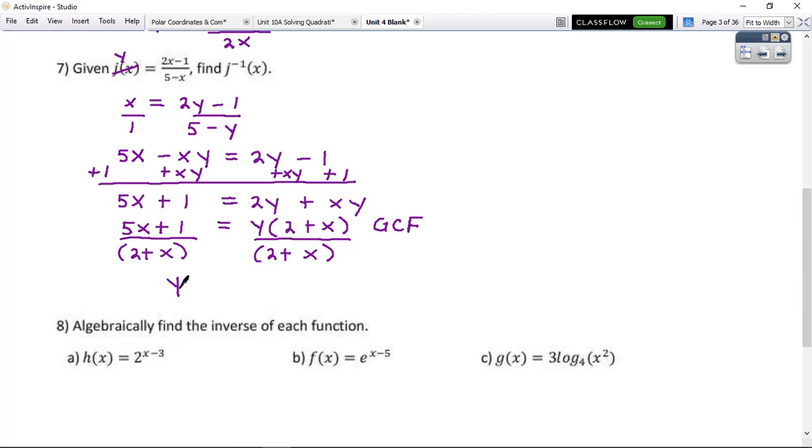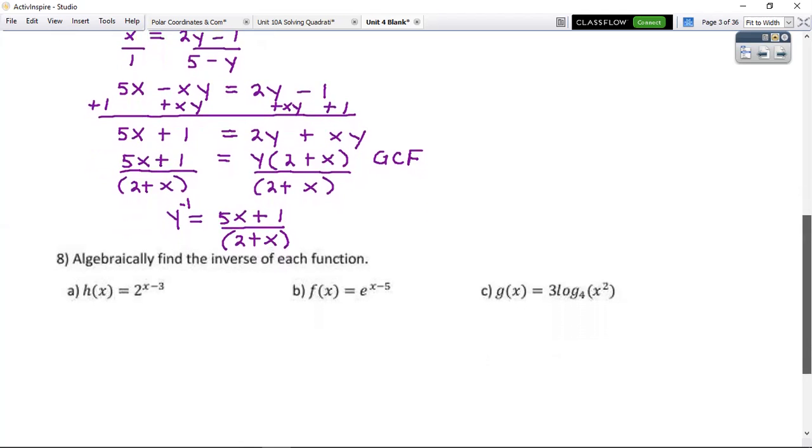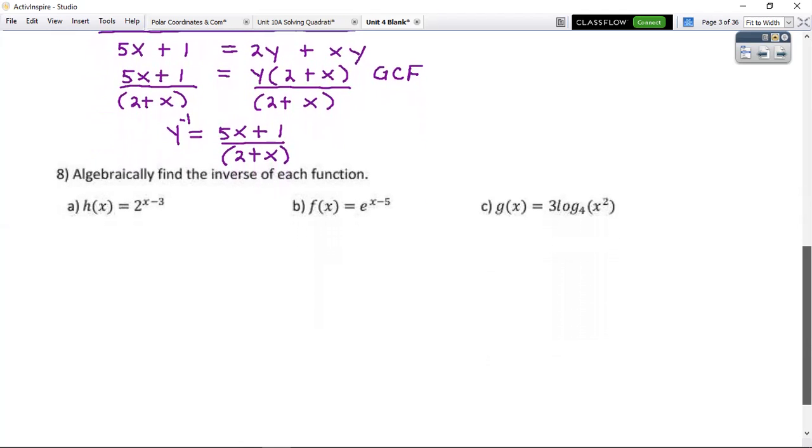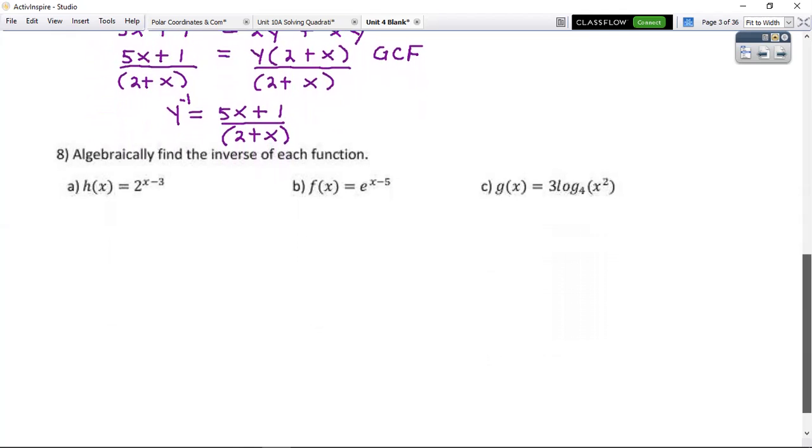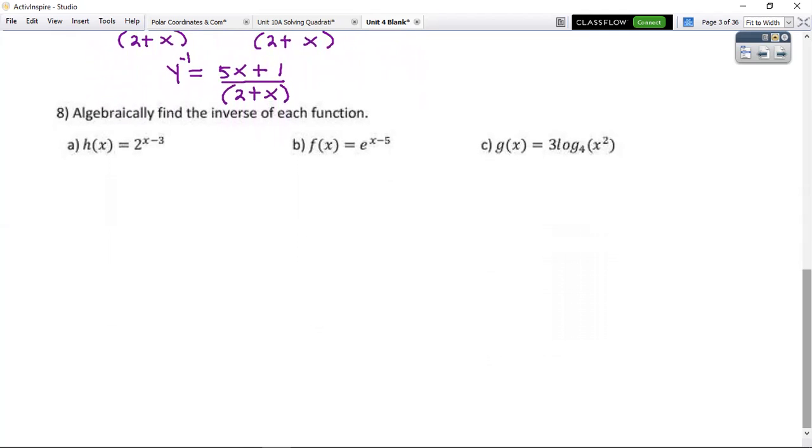I get y is equal to 5x plus 1 divided by 2 plus x. You can keep parentheses around it or not. It doesn't make any difference whatsoever for that. Okay. How do we feel on all those inverses so far? Wonderful. Now here's the hard ones.